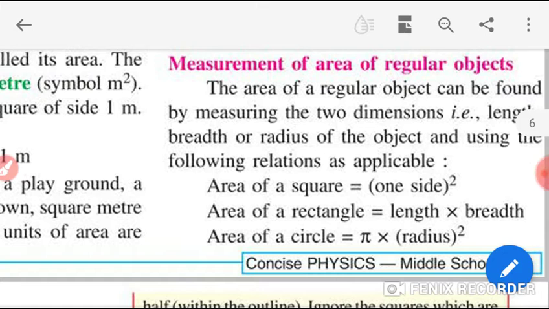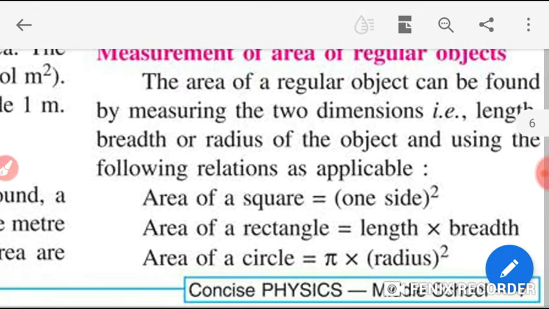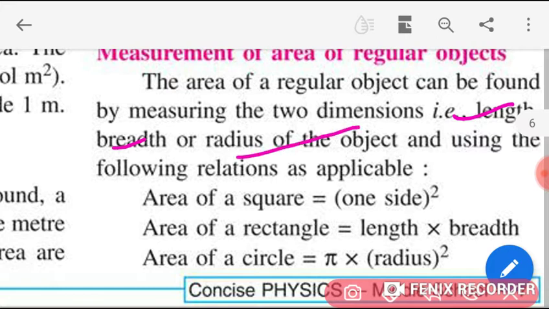Okay, now we will continue our chapter number 1 with the topic measurement of area of regular objects. Students, the area of a regular object can be found by measuring two dimensions. What are those? Length, breadth, or radius of the object, and using the following relations.